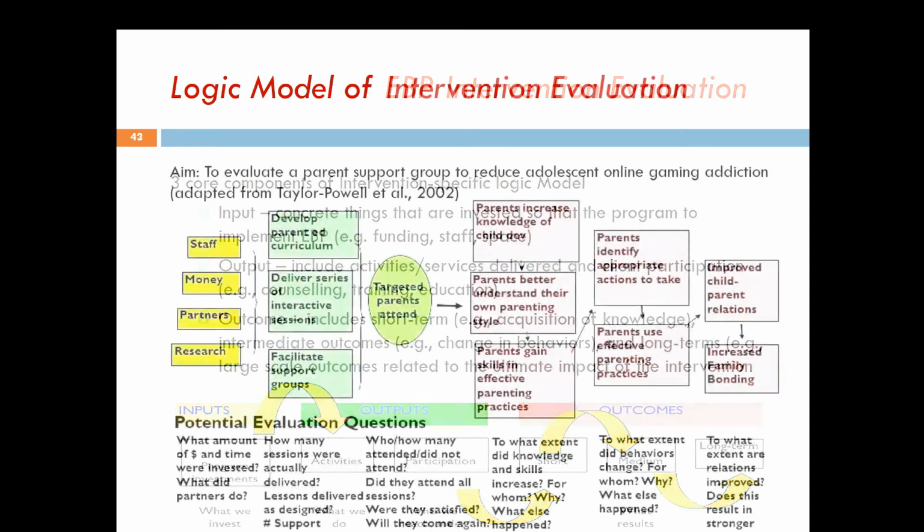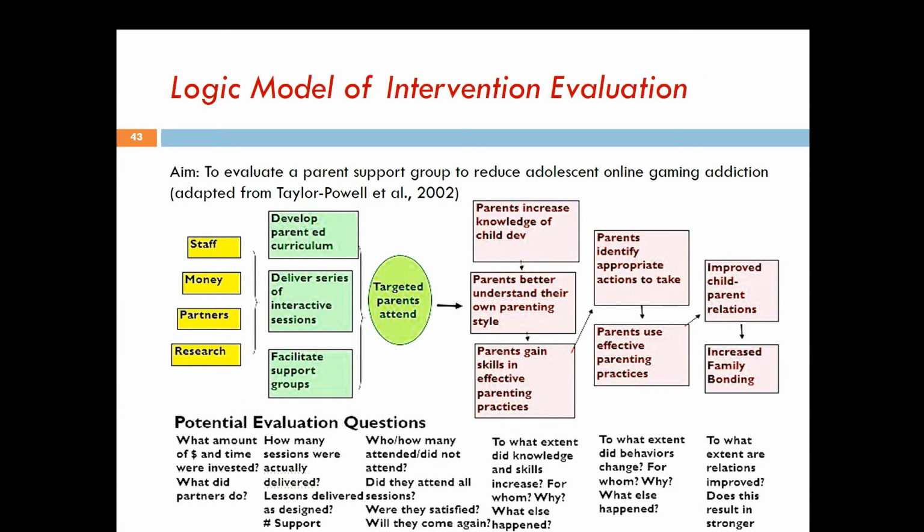Now, I'll give you an example. The aim is to evaluate a parent support program to reduce adolescent online gaming addiction. So it's a support group to reduce. That means it's like a public health prevention program, public education program. So the input is the potential evaluation question. The input is staff, money, partners, and research. What amount of dollars and time were invested? What did parents do? How many sessions were actually delivered?